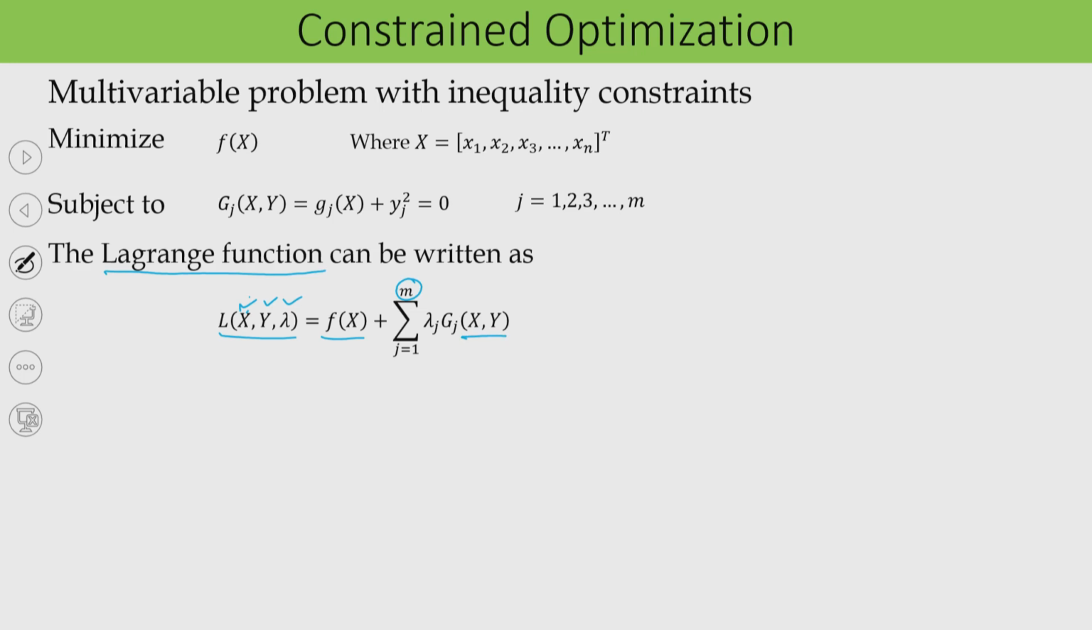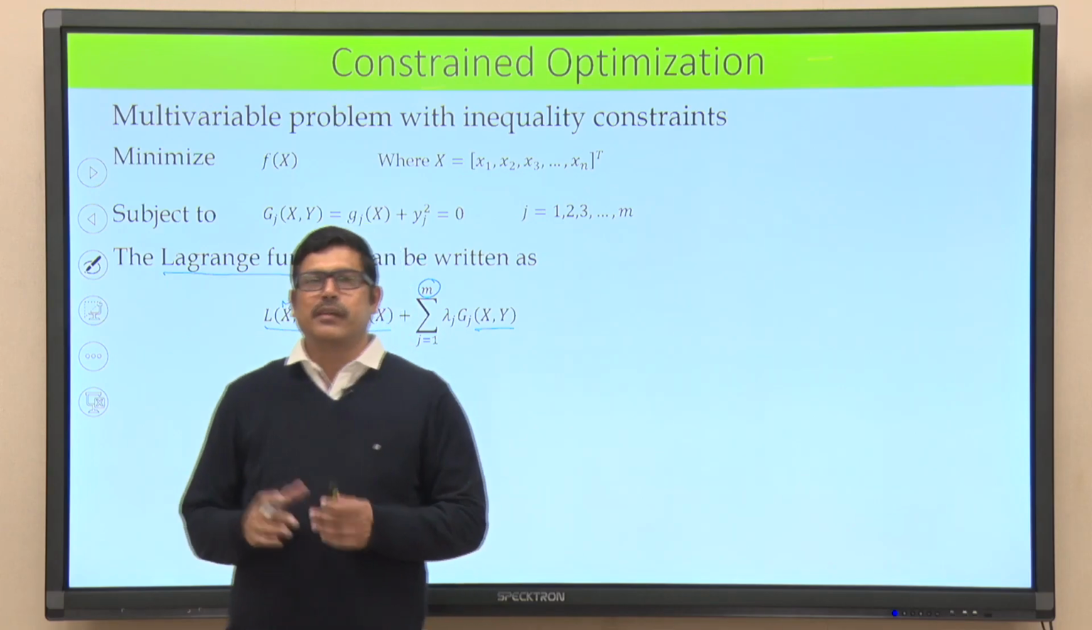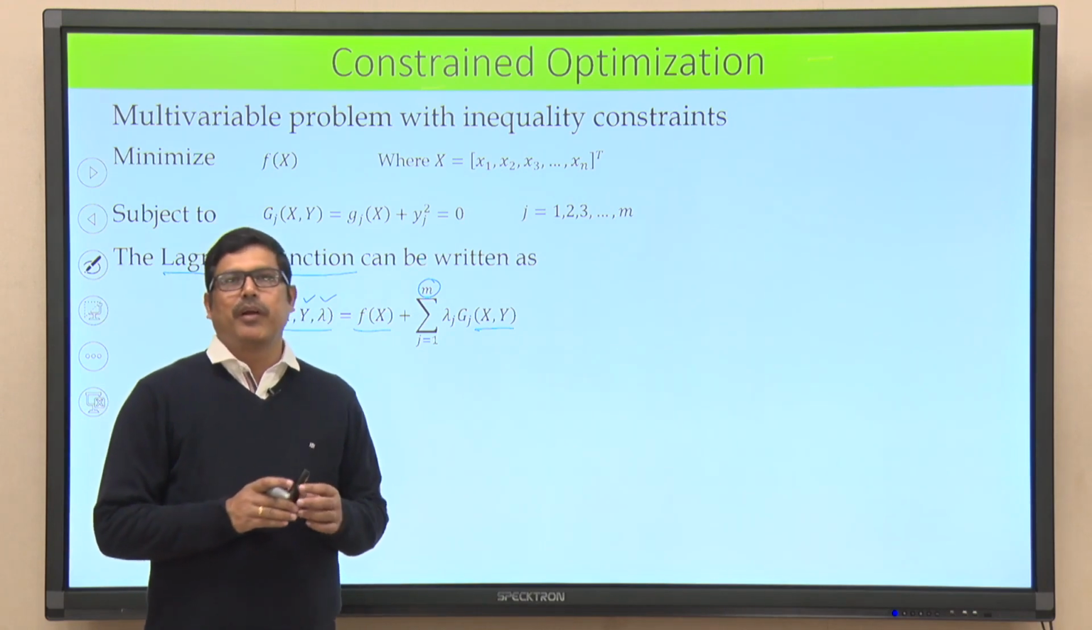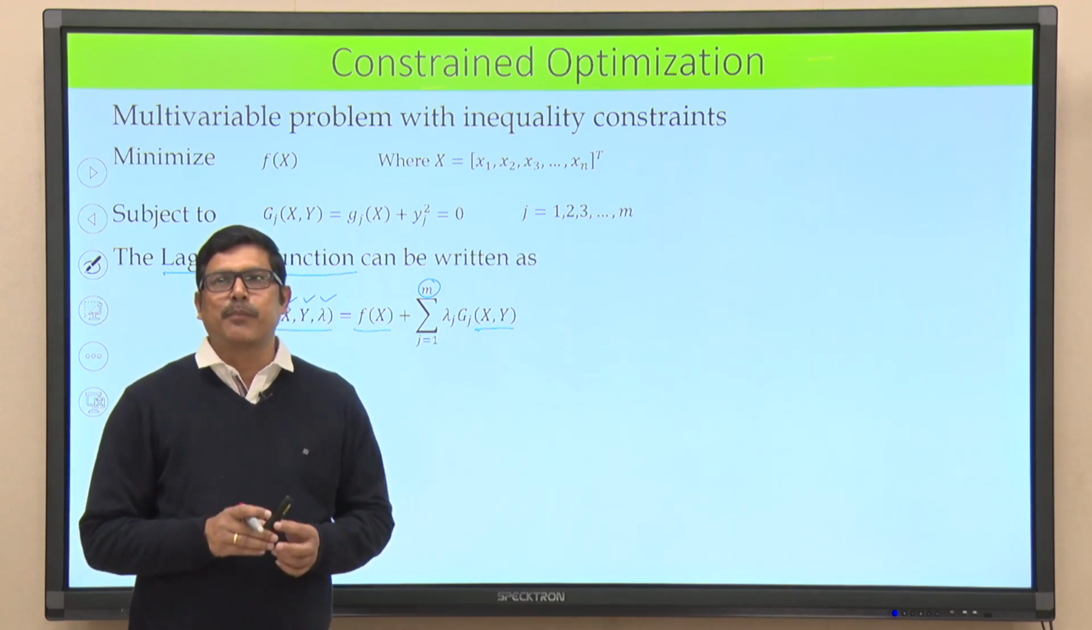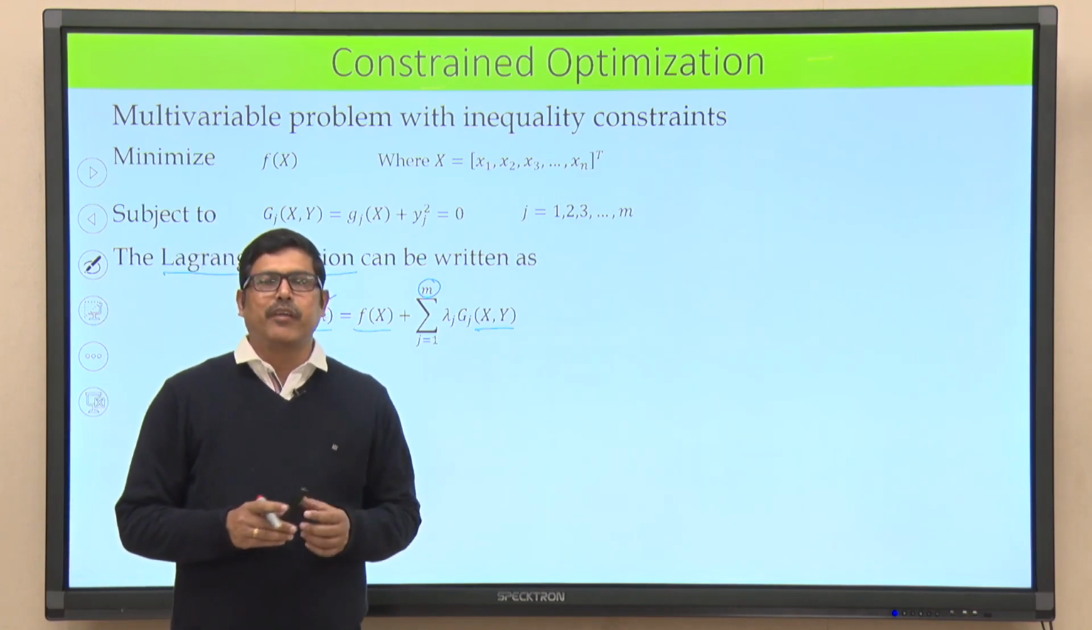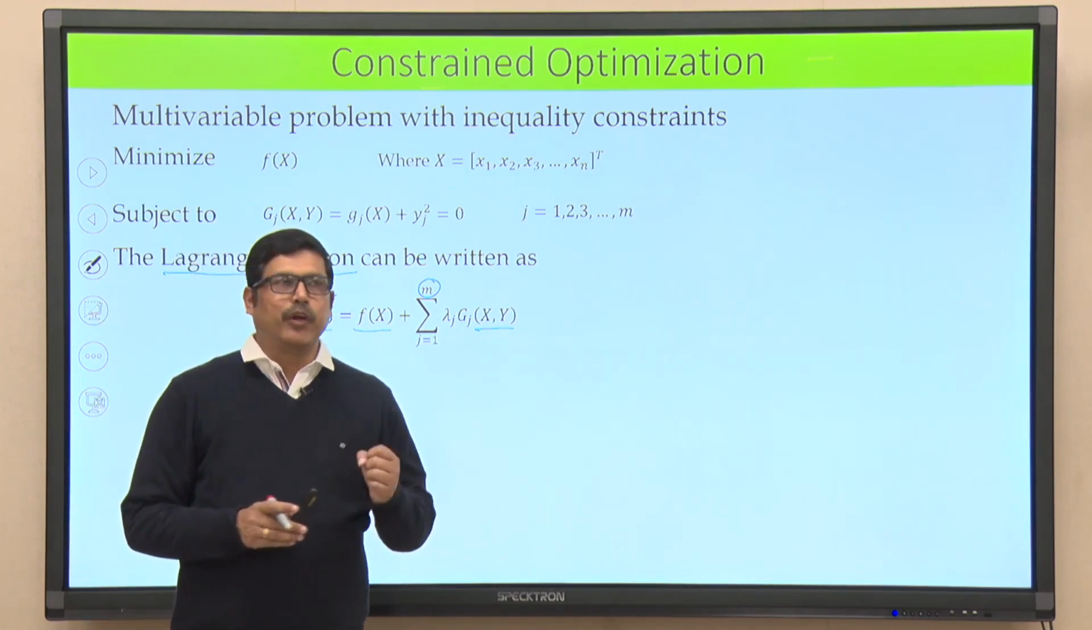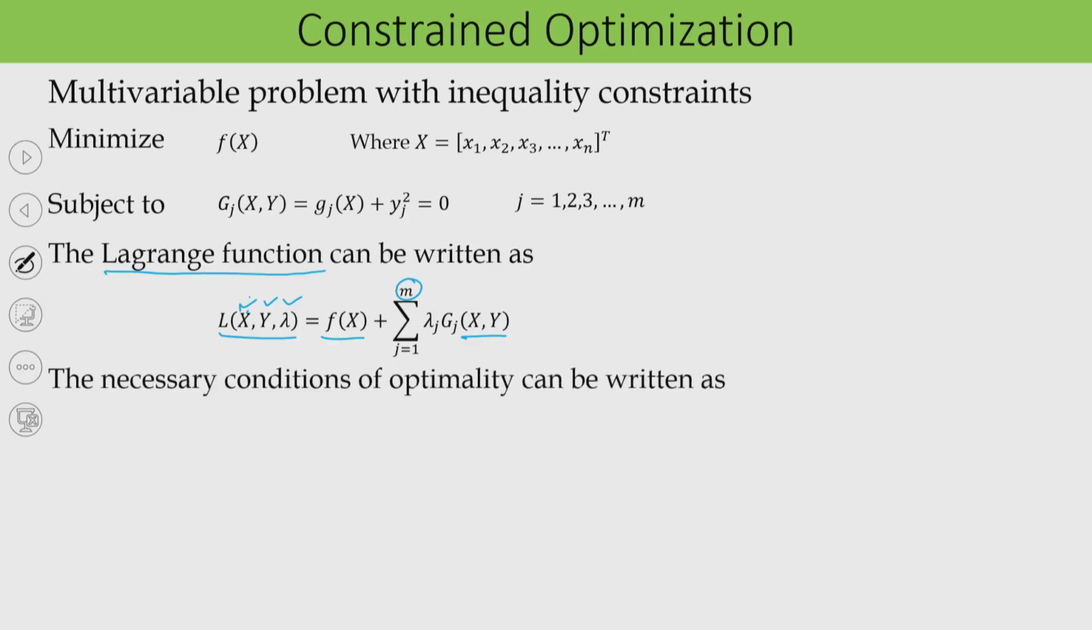I am writing the Lagrange function, and now I can apply the necessary condition for optimality to it. What is the necessary condition? The necessary condition is that the partial derivative with respect to each variable should be equal to 0. So, let us do that. If I apply the necessary condition of optimality, I will get these equations. The first equation is the derivative with respect to x_i. We have a total of n variables, therefore we get a total of n equations here.